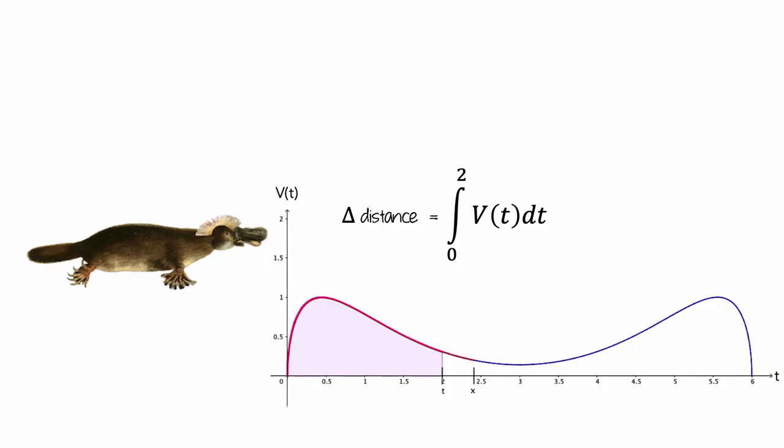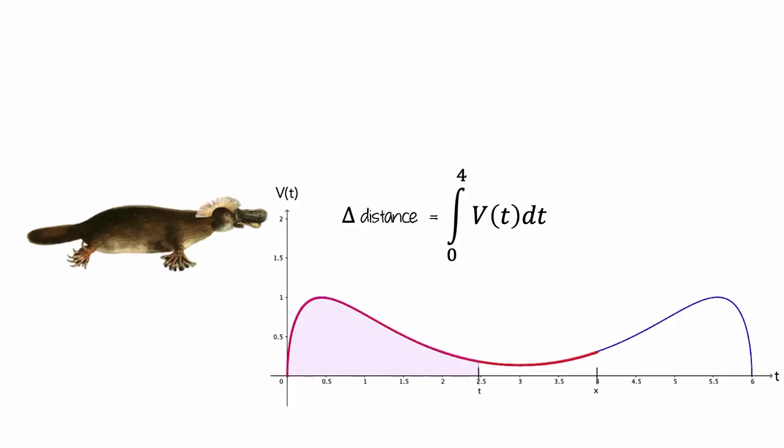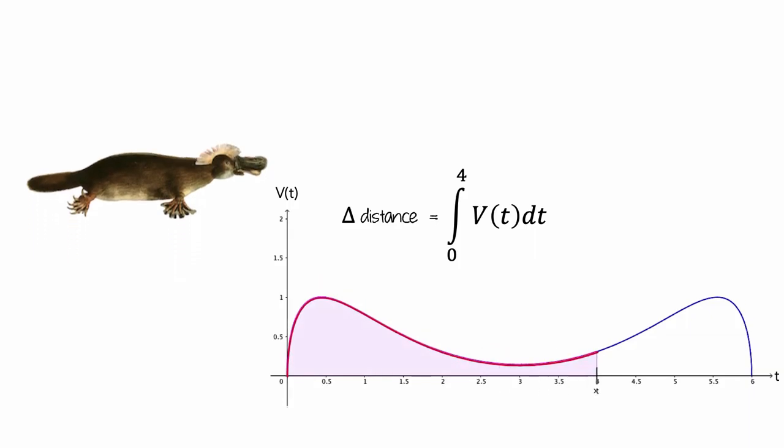Next, let's increase the value of x from 2 to 4. This would change the upper bound of the definite integral to 4, because we'd now be considering the first 4 seconds of the platypus's motion. And when we let the value of t increase from 2 to 4, then the value of this definite integral is represented by the area between the t-axis and the graph of the velocity function, between t equals 0 and t equals 4.